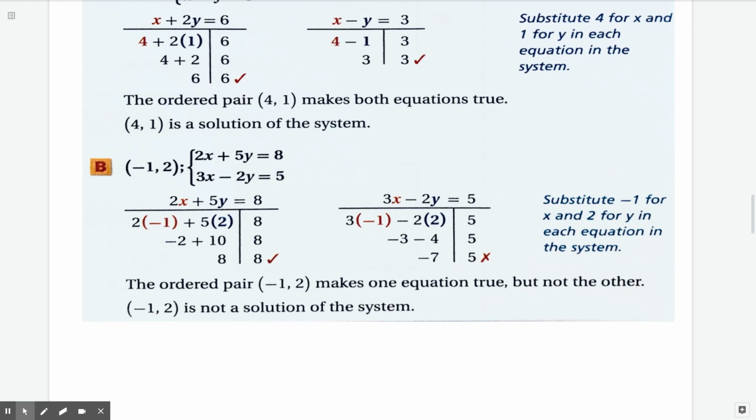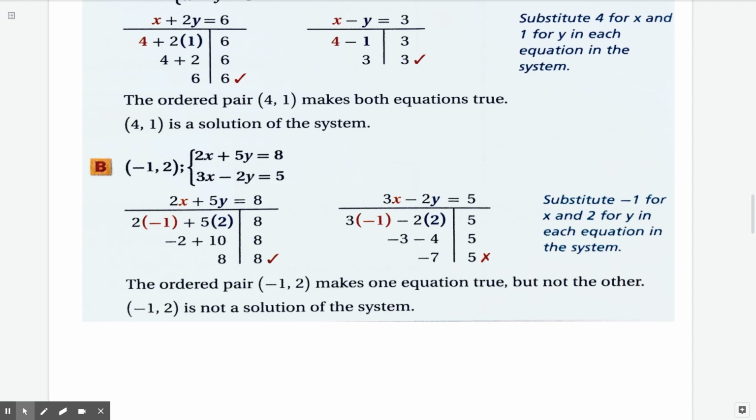So you put in -1 where the x is. So it's 2 times -1 plus 5 times 2. A positive times a negative makes a negative. A positive times a positive makes a positive. Then following PEMDAS, you lost 2, but you found 10. You have 8. So it worked for this equation. It worked for the first linear equation. Now let's try it in the second one.